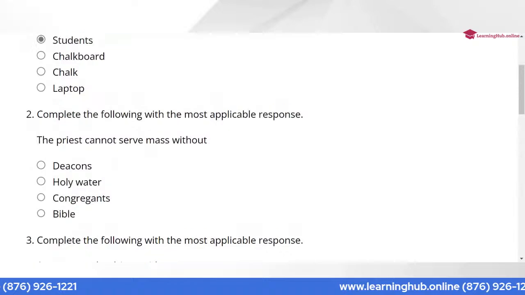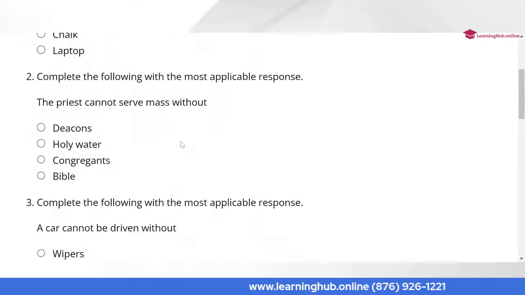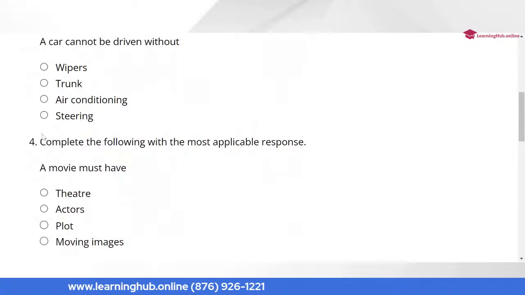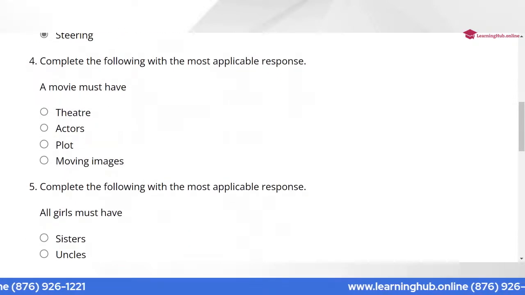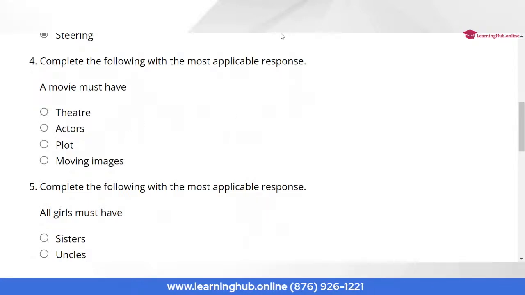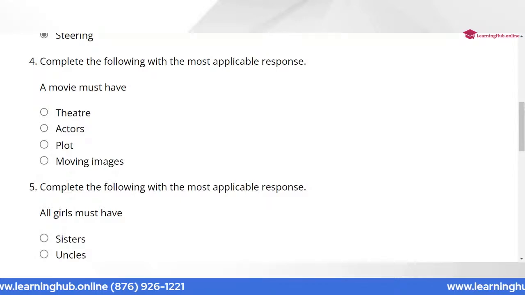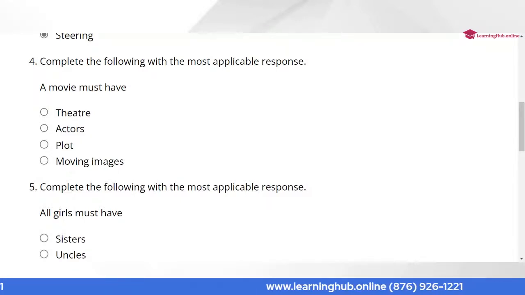Let's just answer the question. So the priest cannot serve mass without the congregants. A car cannot be driven without the steering. All right, we're at question number 4. A movie must have. What is it that a movie must have? Is it theater? Is it actors? Plot? Moving images?